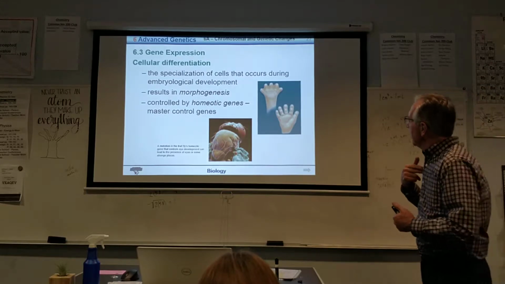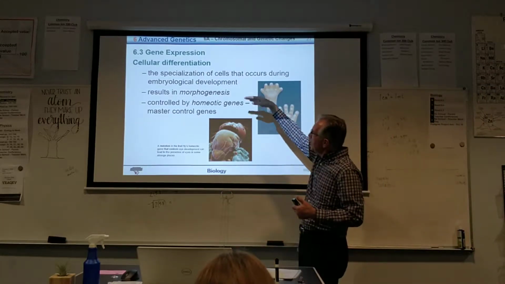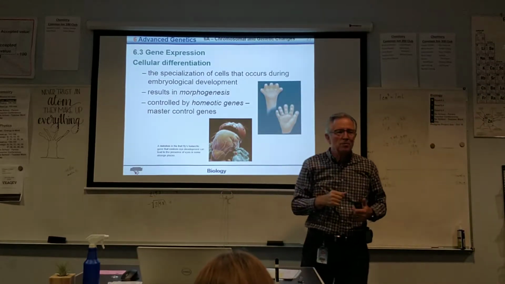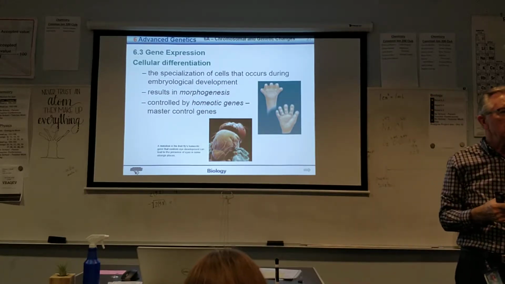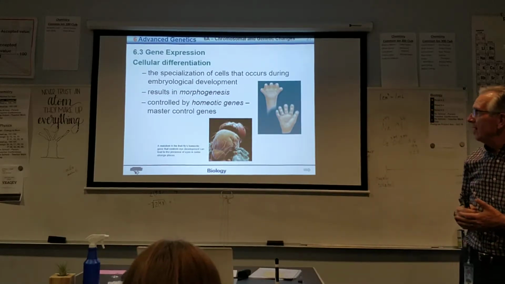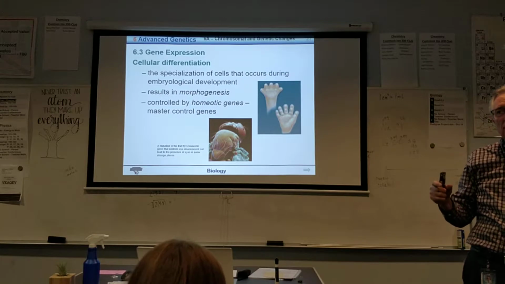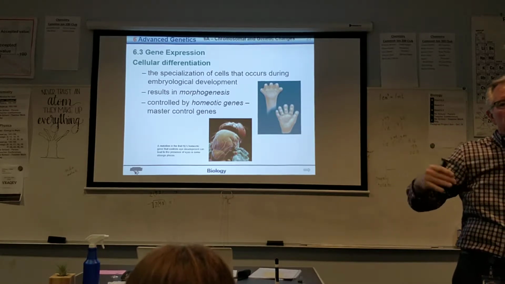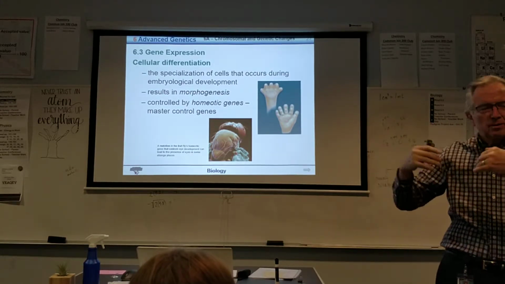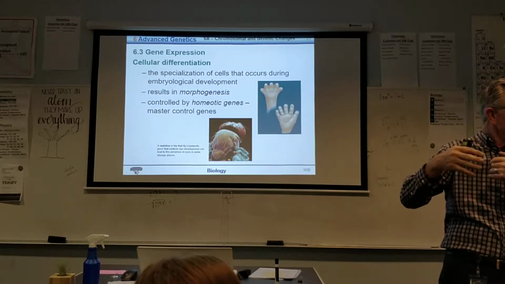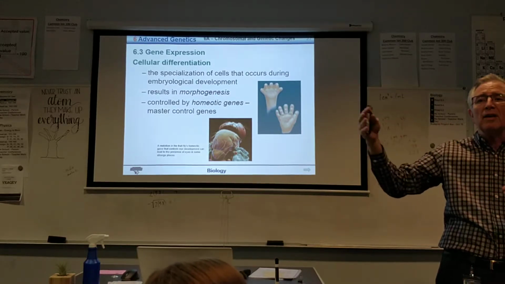Now, the cell differentiation is controlled by some genes that we refer to as homeotic genes. They're like master control genes. They turn on the differentiation, so they control what this cell will become.